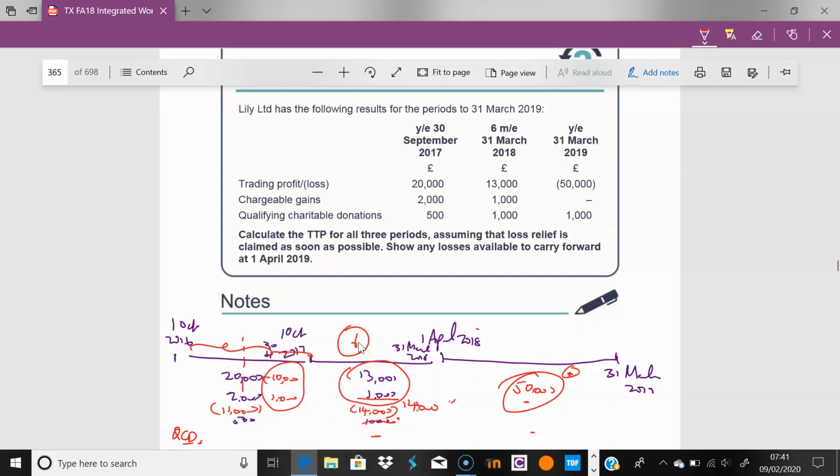So in effect, I've used 14, I've used 11, and I have to carry forward the rest. Remember, the total was 50. I've used 14 here, 11 here. I have 25 left, which I can carry forward.